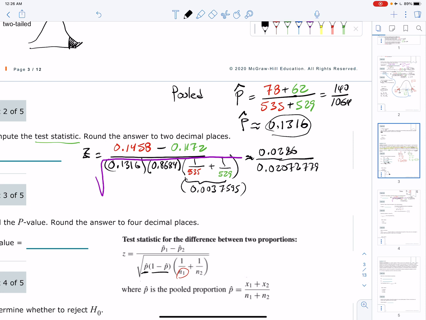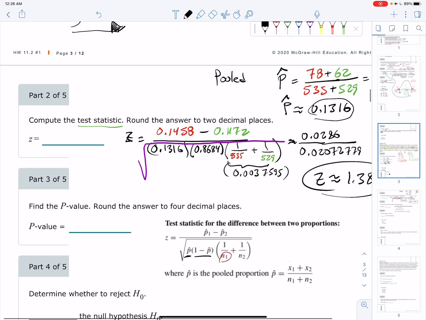And this is a z-score, remember? So then I divide it and round it to 2 places. I'm going to get approximately 1.38. That is my test statistic, 1.38 approximately. Now I need to get a p-value.